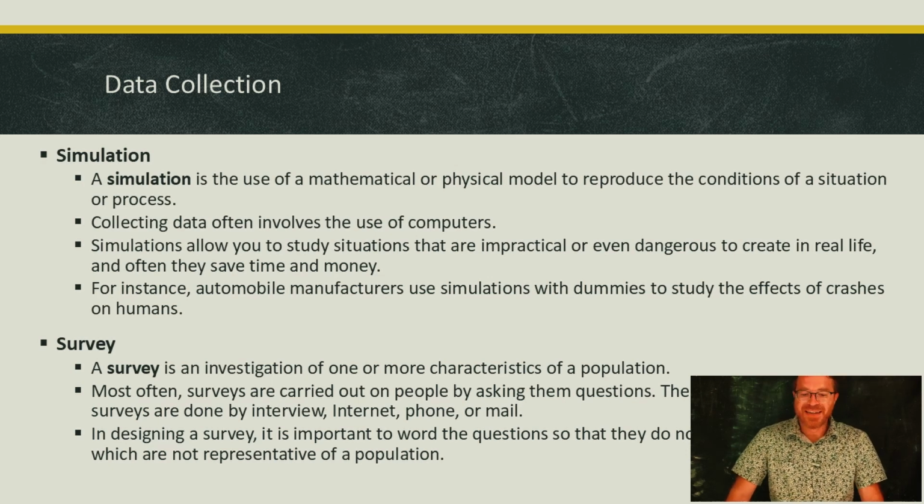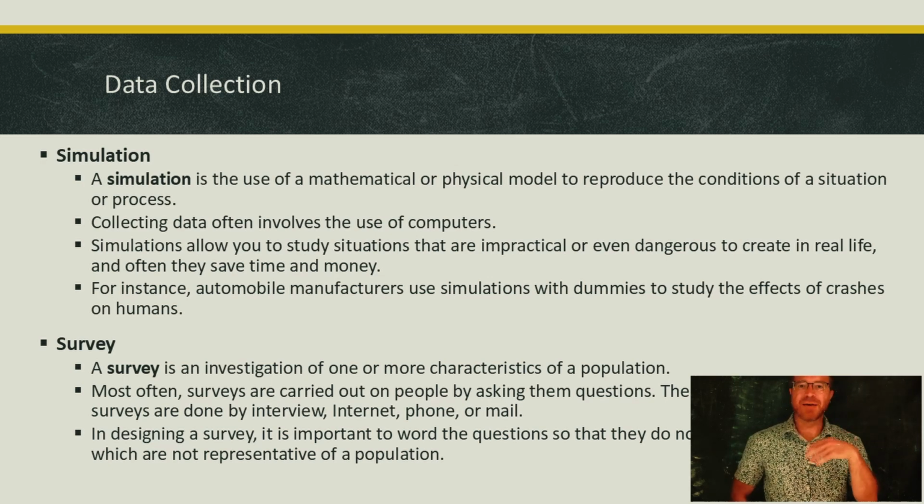A survey is an investigation of one or more characteristics of a population. Most often, surveys are carried out on people by asking them questions. The most common types of survey are done in interviews, on the internet, phone, or by mail. So this is different from a sample survey, which we also just commonly refer to as a survey. When we say a survey was done, we generally mean a sample survey, meaning we did something with a sample. But in this case, we're talking about taking a survey, like a questionnaire form or something like that.